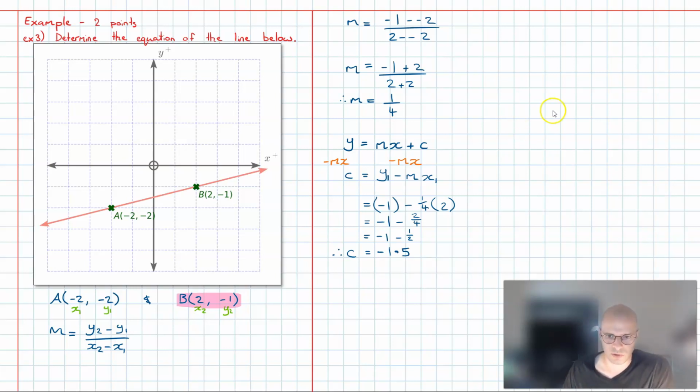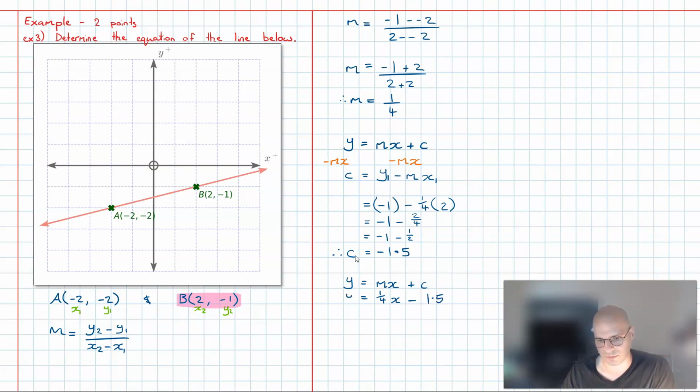Alright, I've got my gradient, I've got my y-intercept. Now all I need to do is plug it into my slope-intercept formula. So y equals mx plus c. I know my m is a quarter. X take 1.5.